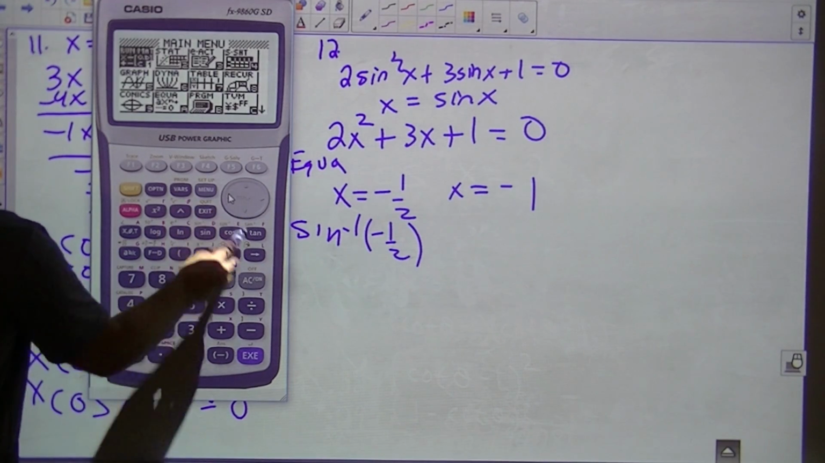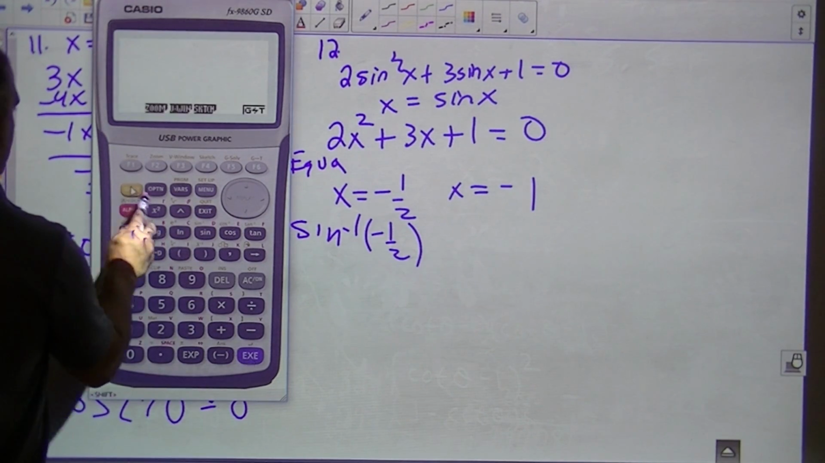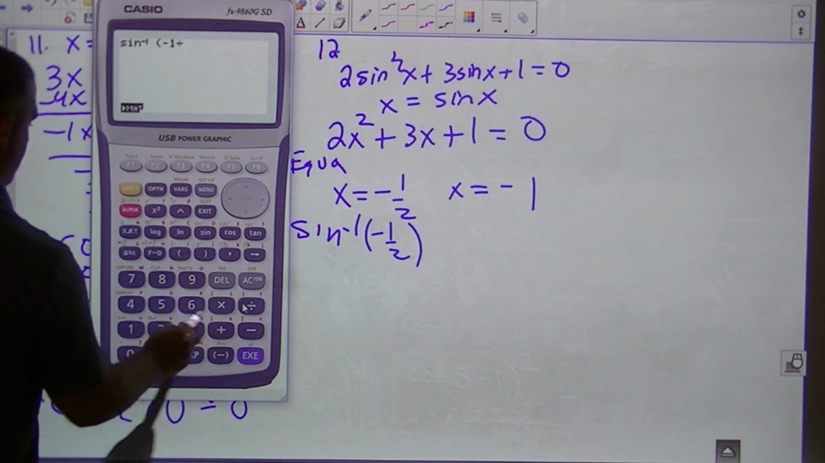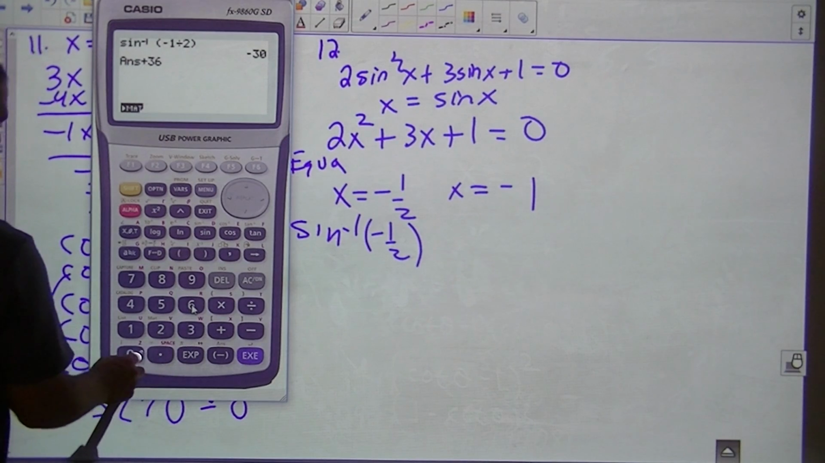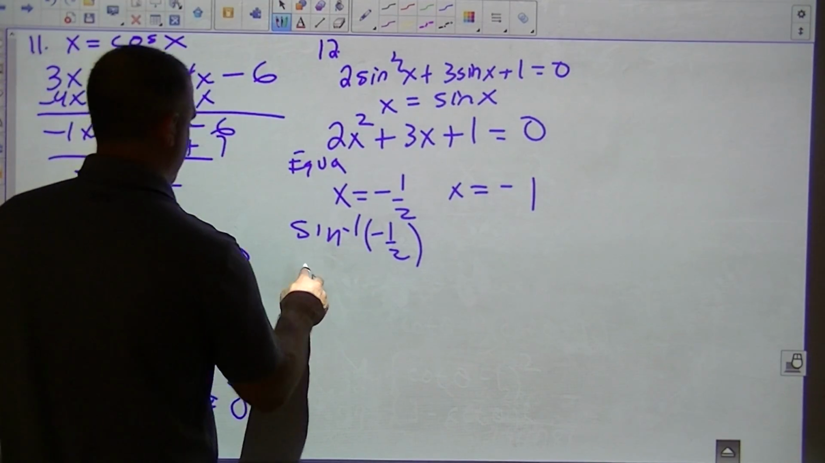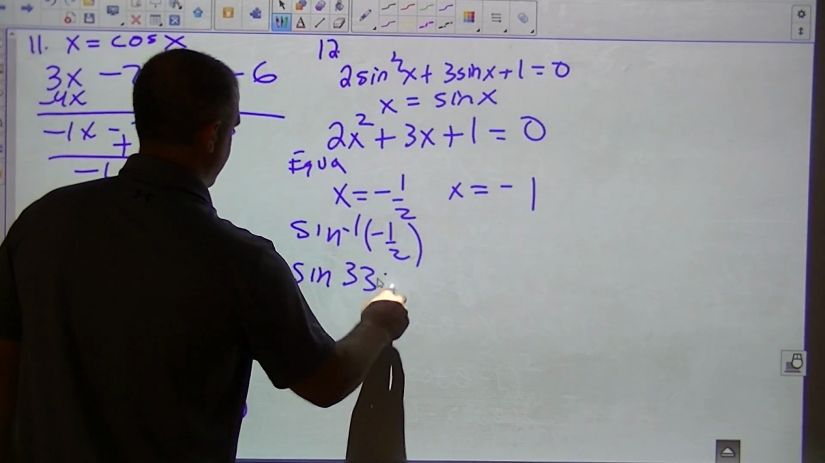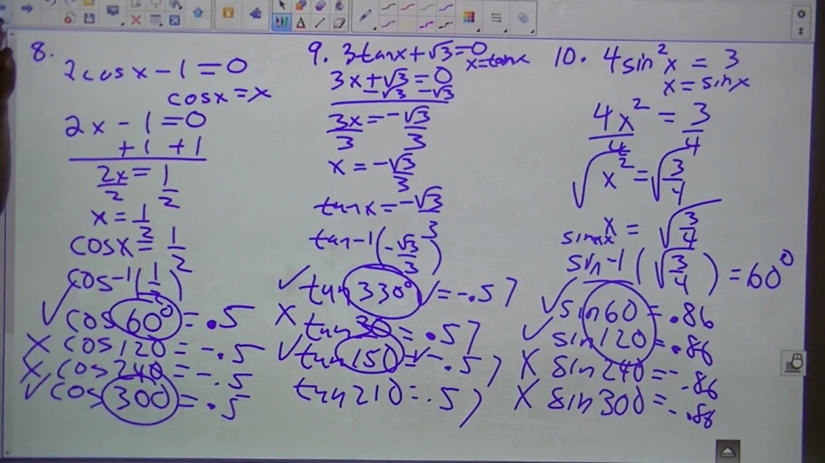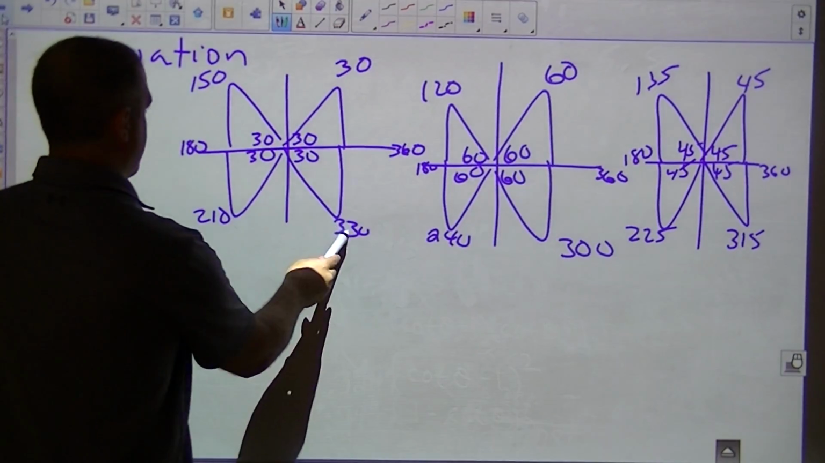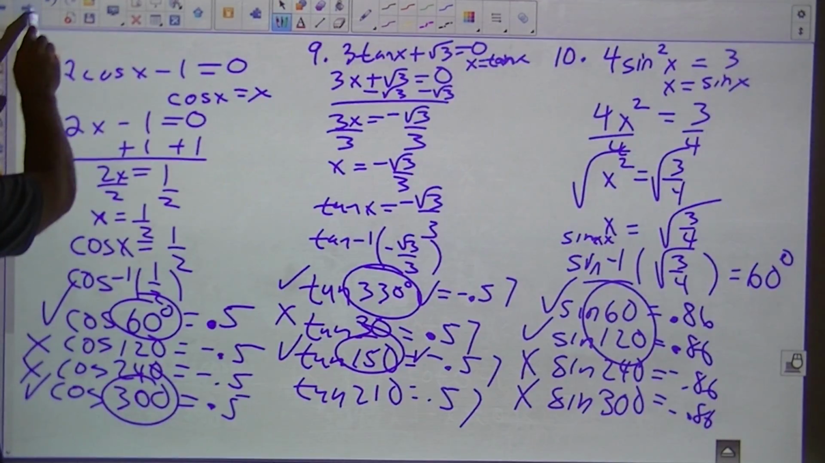Oops, let me go back to this. Okay, sine inverse of negative 1/2 gives me negative 30, which I would rather have as a positive angle. So the first one that worked was 330. Okay, and then let's go back, where's 330 located? 330 is located, boom, so 30, 150, 210.